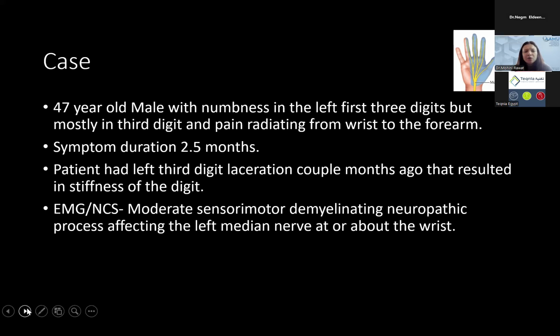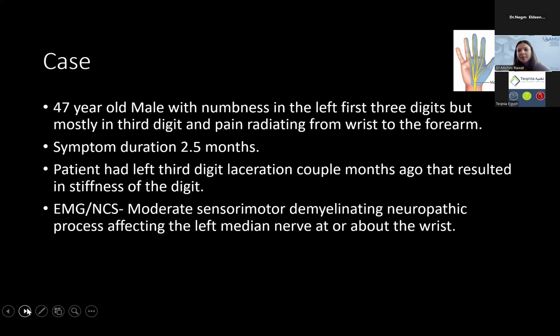He also had a history of some laceration to the third digit a couple of months ago, which resulted in stiffness. So you can see it's a confusing picture. Yes, there is a presentation consistent with carpal tunnel syndrome, but we also have a history of laceration to the digit, which you can easily dismiss and say maybe it's because of the injury. He has stiffness there. There is also pain radiating proximally. So maybe there is some component of proximal involvement, or there may be some radiation away from that area.